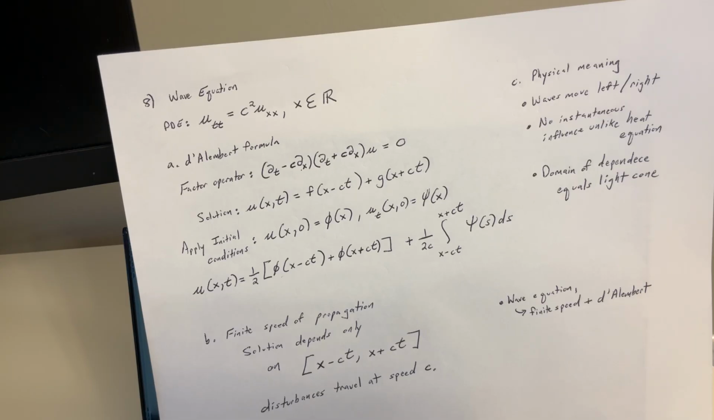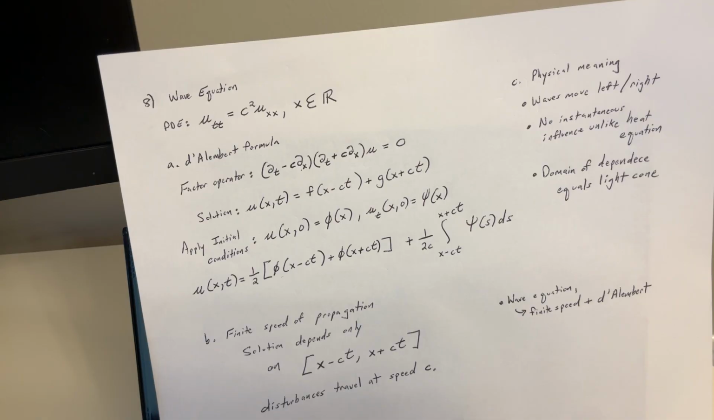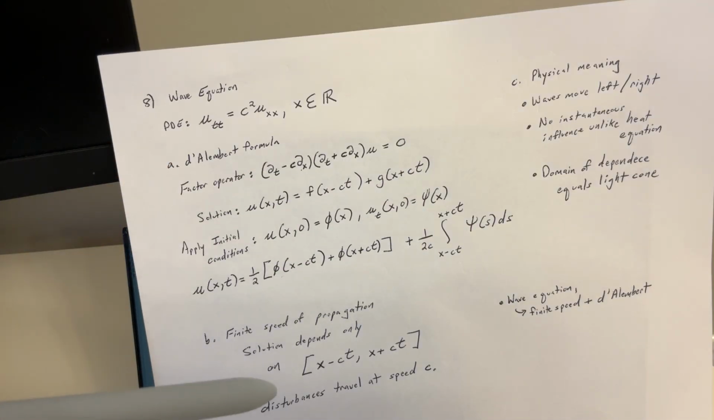Okay, so for letter B, what we were going to talk about here is finite speed of propagation. The solution depends on the bounds. So the solution here is dependent on these bounds in letter A, from x minus ct to x plus ct. And the disturbances travel at speed c. Okay? All right. So, letter A is a segue into letter B.